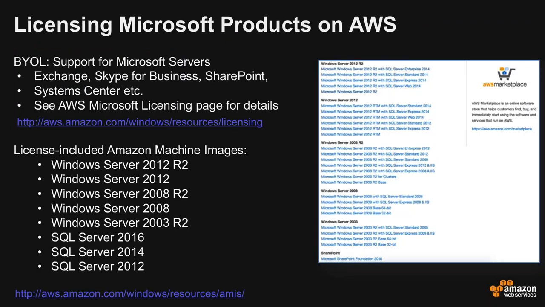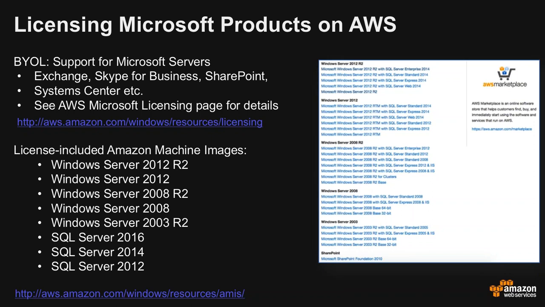In terms of licensing, we support bring your own licensing for Exchange, Skype for Business, SharePoint, System Center, etc. Pretty much everything you can think of in terms of Microsoft products, we support bring your own licensing. We also have license included options for our Microsoft related Amazon Machine Images, everything from Windows Server 2012 all the way through to SQL Server 2016.